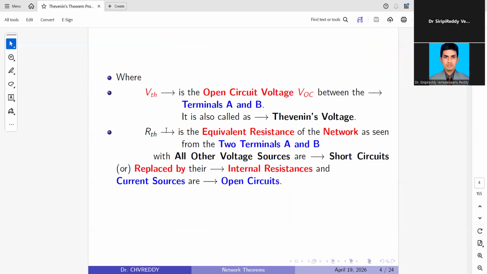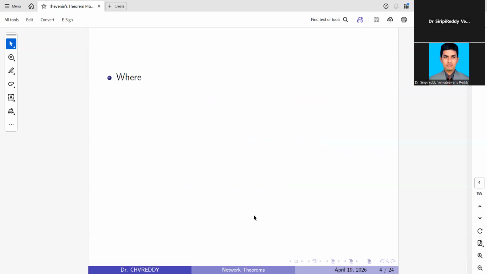When you are calculating your Thevenin resistance, you have to make all the voltage sources short circuited or replaced by internal resistances. If you have any current sources, you can make them open circuited. Here RL is the load resistance. So this is the statement of Thevenin's theorem.